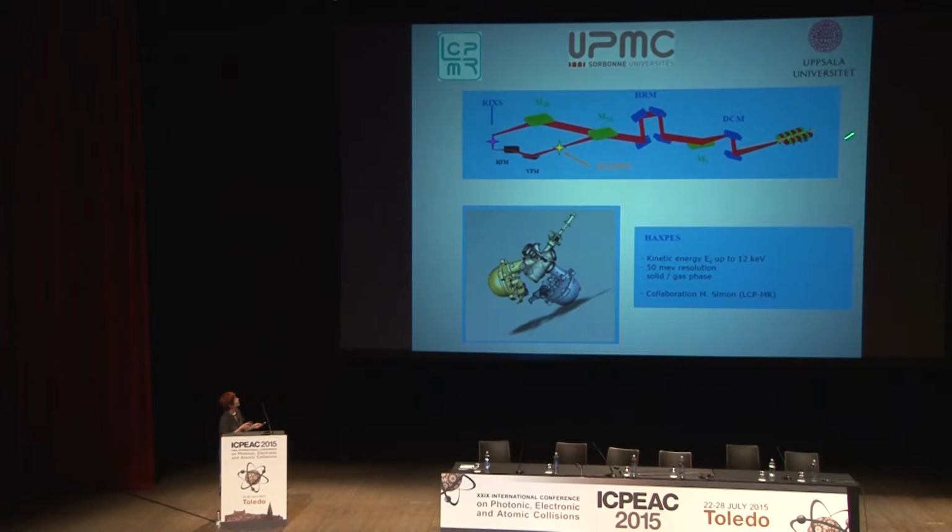So this is the scheme of GALAXIES. It's an undulator, double crystal monochromator beamline. It has two end stations, one for resonant inelastic X-ray scattering, and I will talk about results obtained with the HAXPES end station, the hard X-ray photoelectron spectroscopy end station, which is equipped with an electrostatic hemispherical analyzer. It can collect electrons with kinetic energy up to 12 keV with very good resolution. This end station is the result of a collaboration between the group of Marc Simon, LCPMR, and Soleil, and it's permanently installed on GALAXIES.